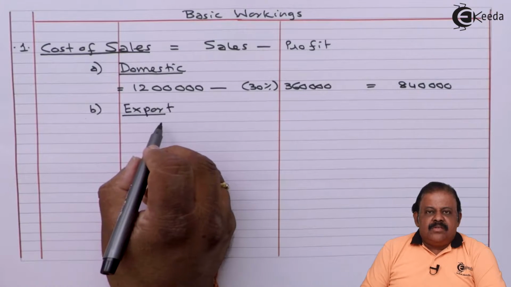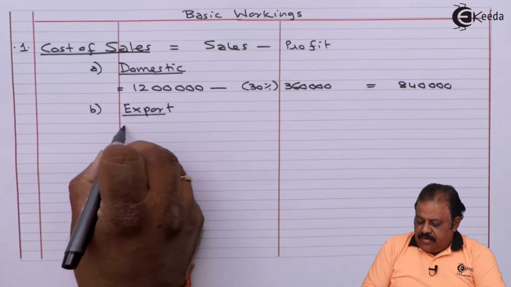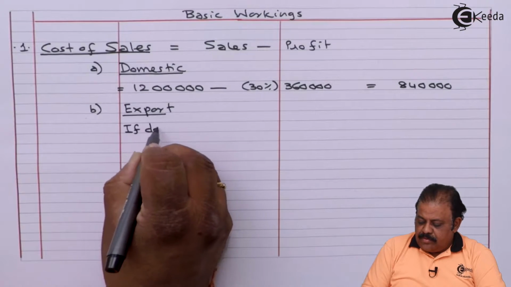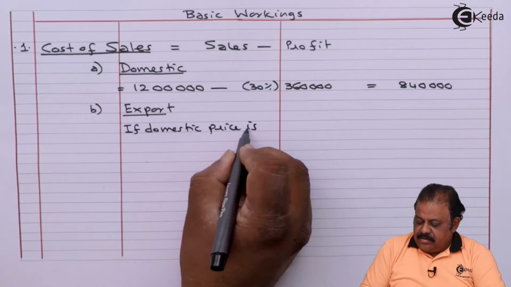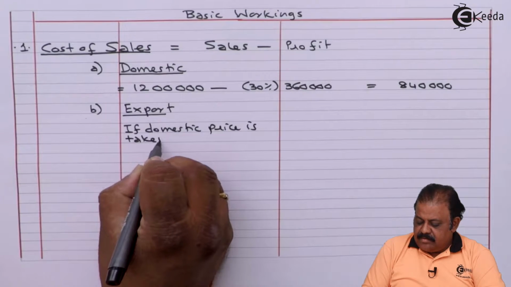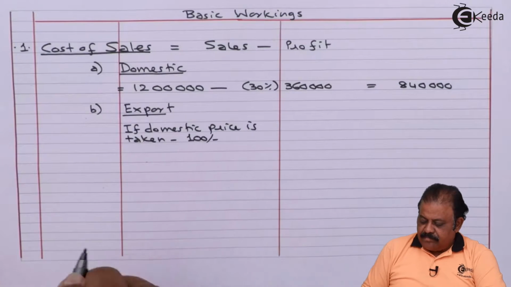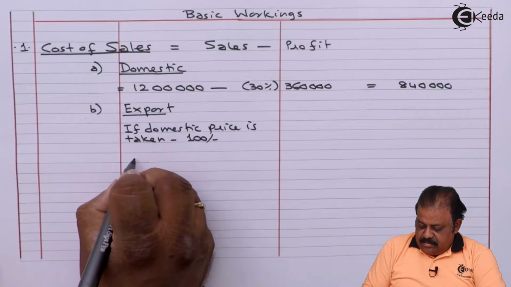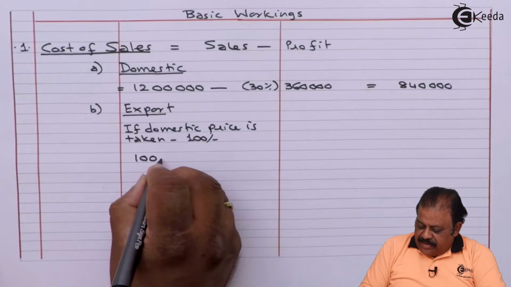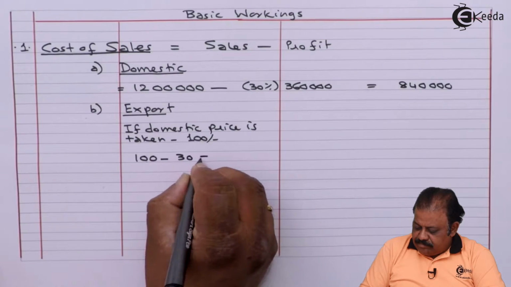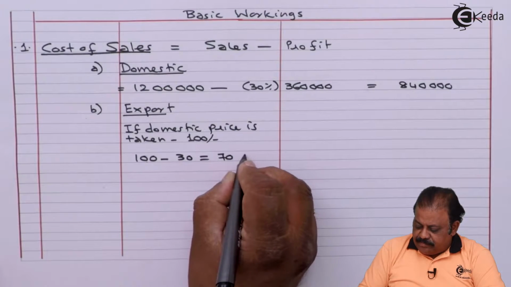In case of export, they say that selling price is 5% below domestic price. So if domestic price is taken rupees 100, then price 100, profit 30, so 70 becomes cost of sales.